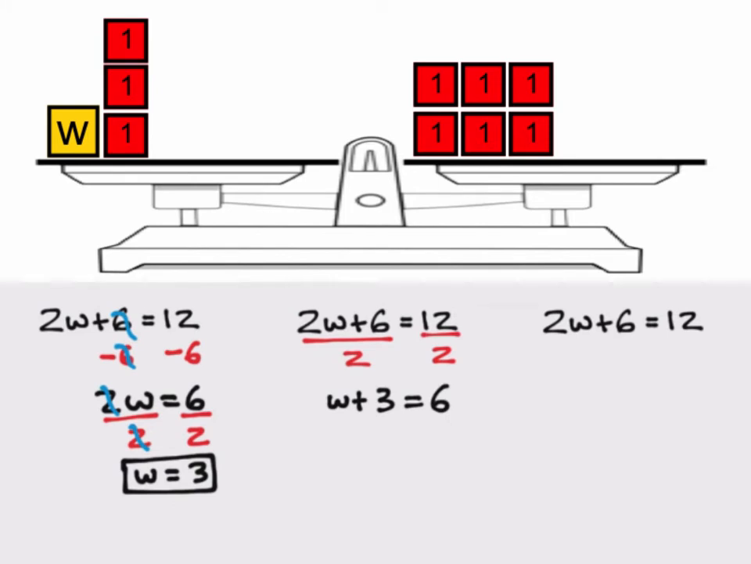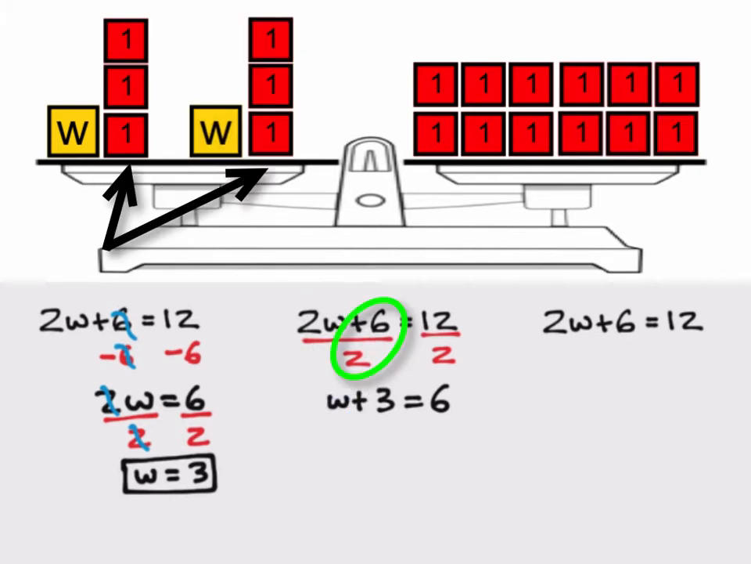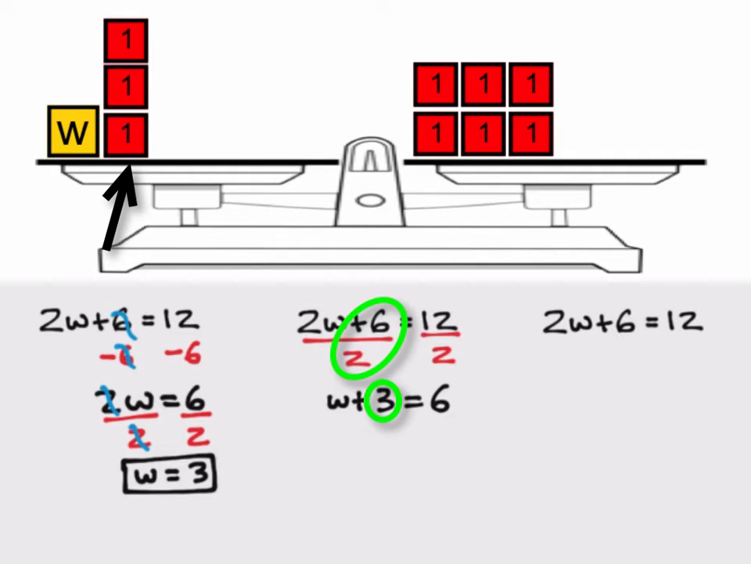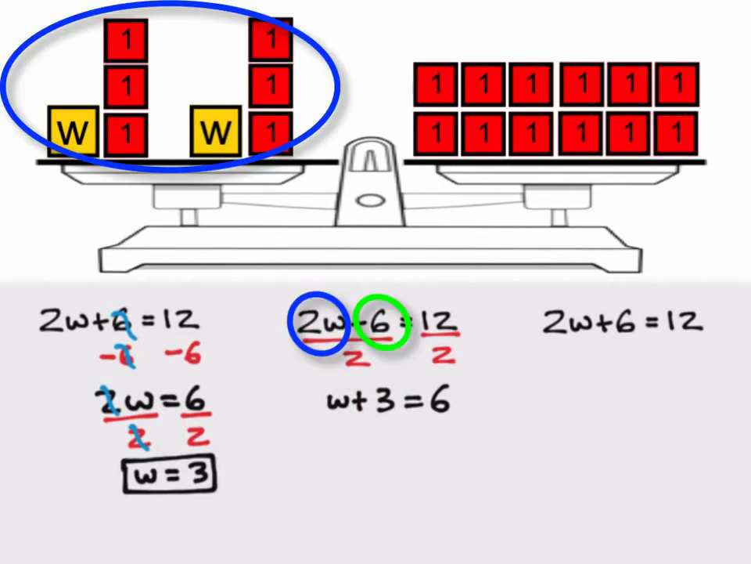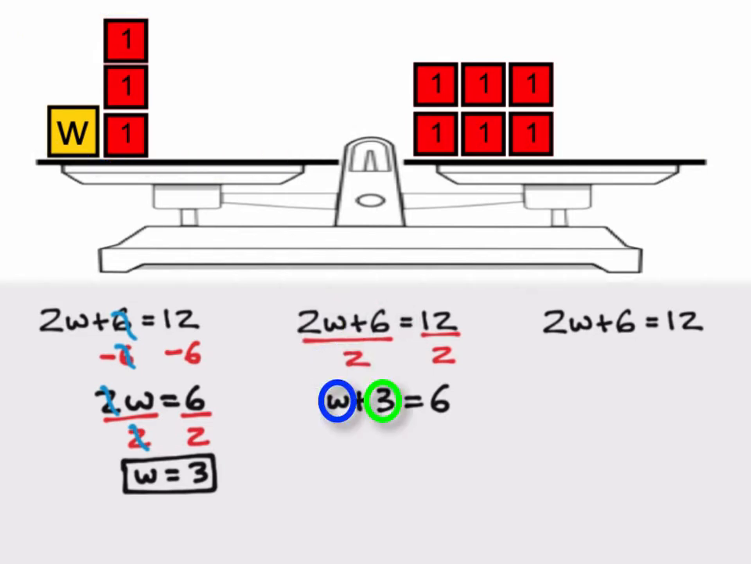We end up with the new equation w plus 3 equals 6. We divided both the 2w by 2 and got 1w, and we also divided the 6 by 2 and got 3. It's kind of like saying, if I have 2 apples and 6 oranges, and I only want half of that, that's going to be 1 apple and 3 oranges. You take half of the apples and half of the oranges. And from here, obviously, we're going to subtract 3 from both sides and we'll get the same solution, w equals 3.